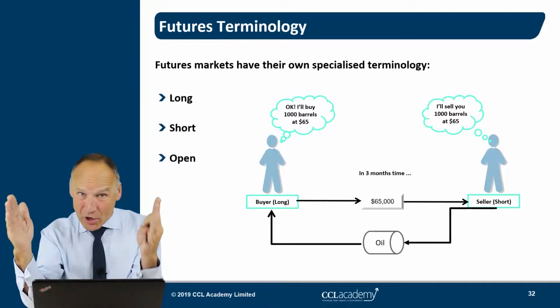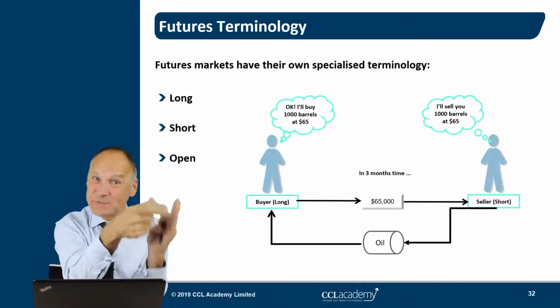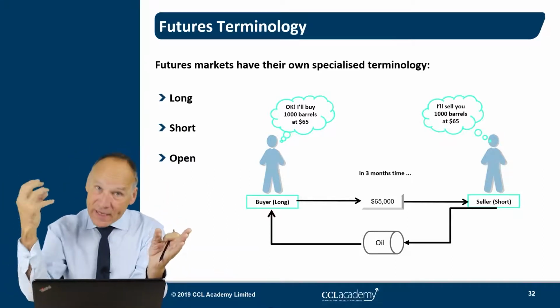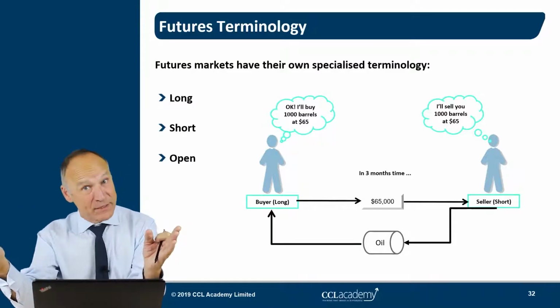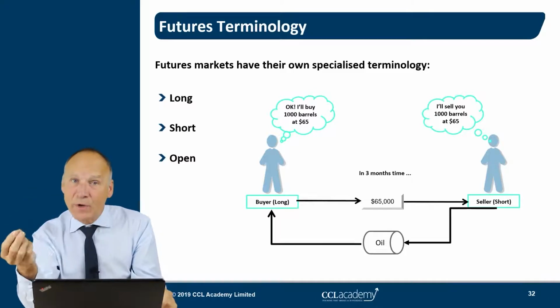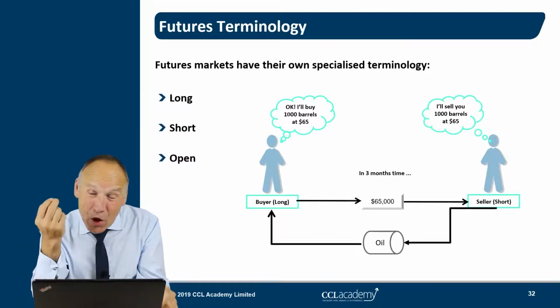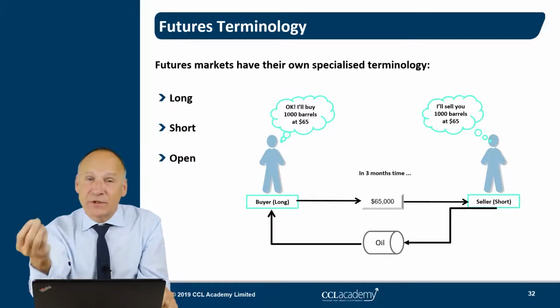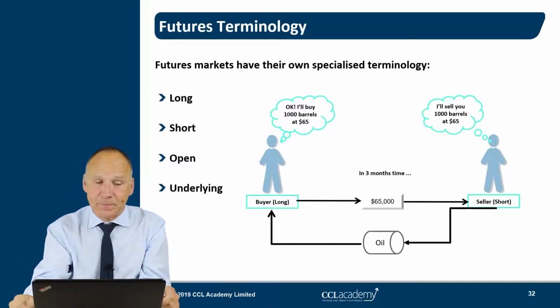So a contract is open between when the participants first get involved and when perhaps they get out, which may not be until delivery point. Yeah? So we've got this idea of opening the contract and the contract involving the long participant and the short participant.